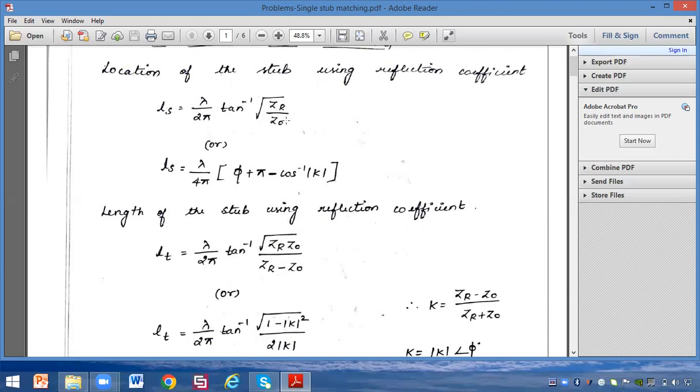And the location of the stub is given by LS is equal to lambda by 4 pi into psi plus pi minus cos inverse of mod k, where psi is your phase angle. Once you know the reflection coefficient, you can use this formula. In polar form, k is given by mod k into the angle psi, that is your phase angle. Or else, if you know ZR and Z0, that is your load impedance and characteristic impedance, you can directly use this formula to find the location of the stub.